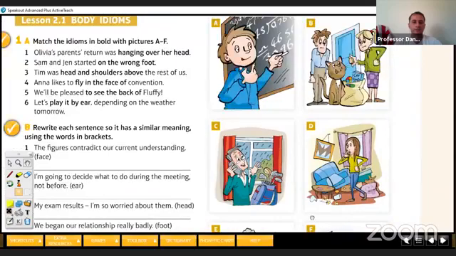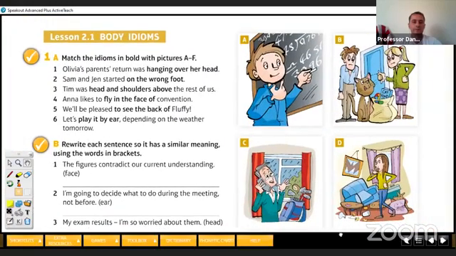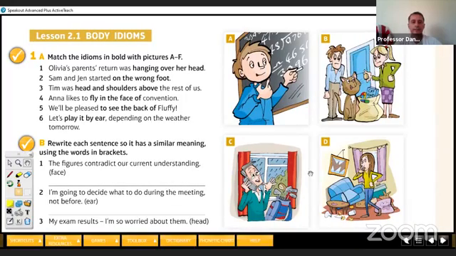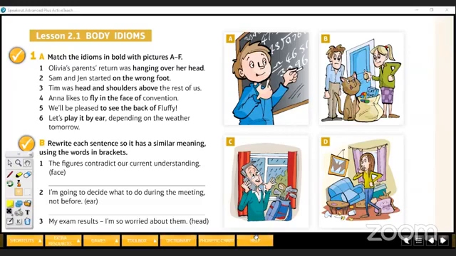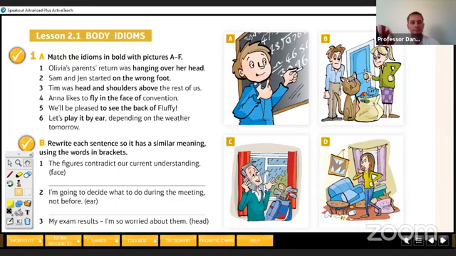Okay, here we go. Olivia's parents' return was hanging over her head. A, B, C, D, E, or F? Maybe D. I'll just speculate. Come on. No, C. Olivia's parents' return was hanging over her head.